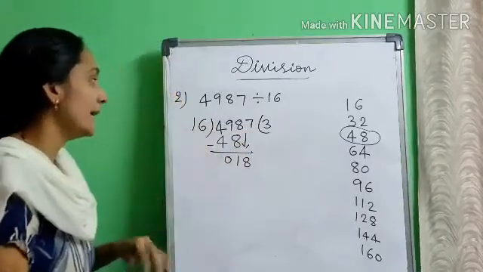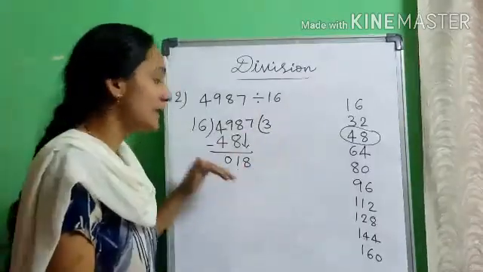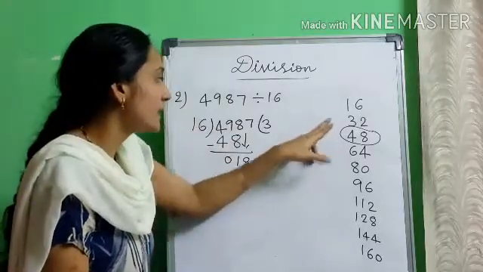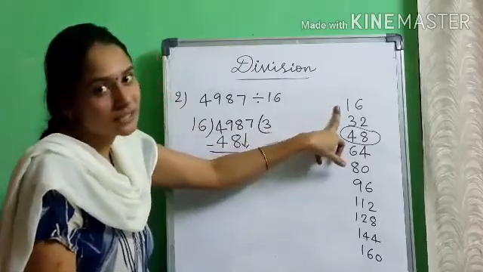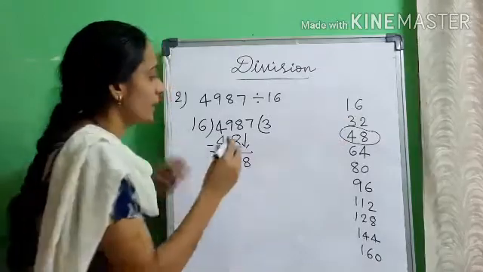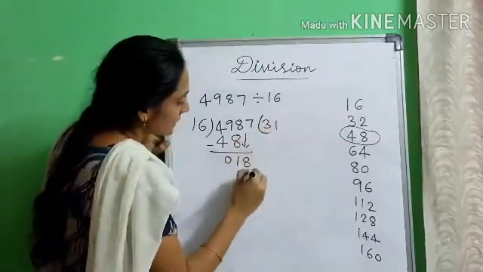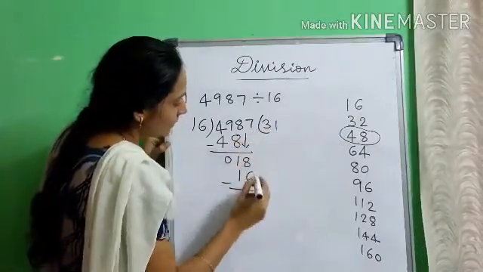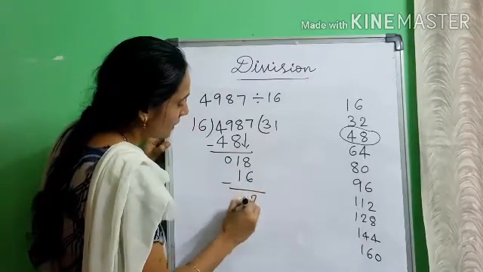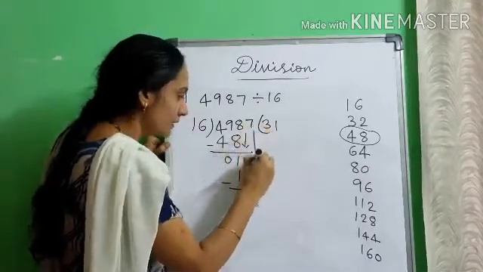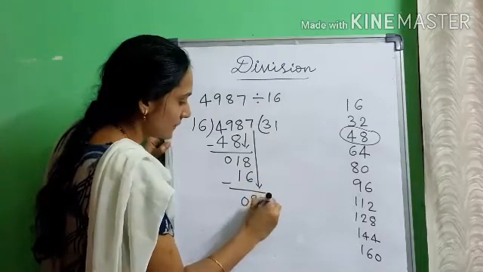Now children, again see the table. Which number is nearest to 18? 16 ones are 16, 16 twos are 32. So 1 16s are 16. Now 8 minus 6, 2. 1 minus 1, 0. And bring down the next digit, 7.